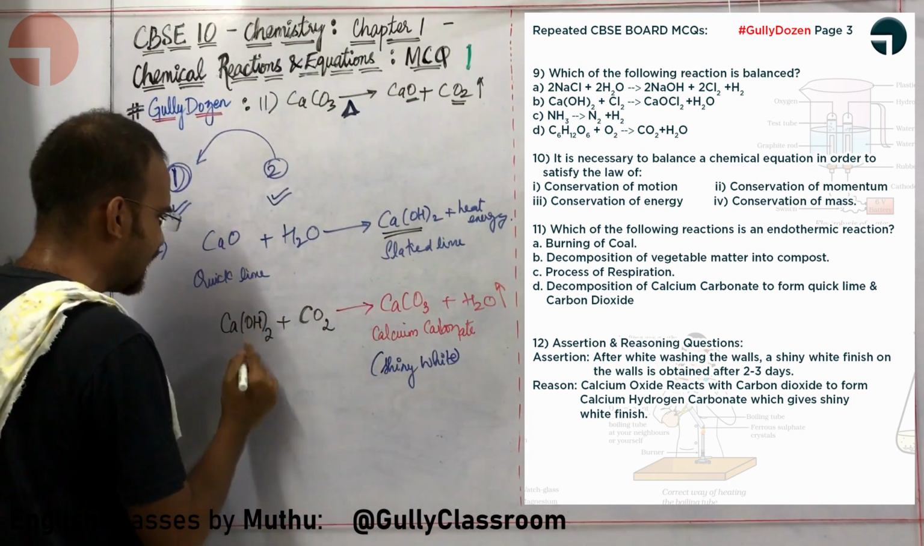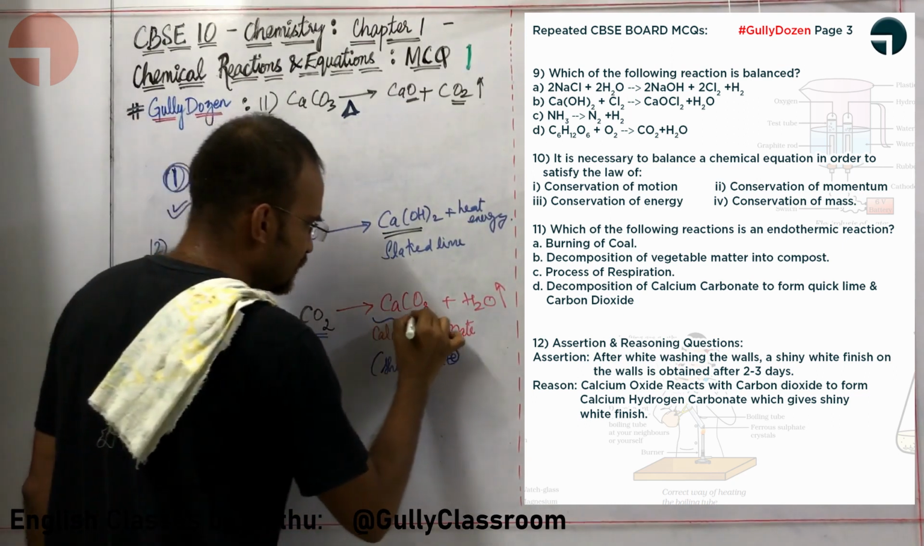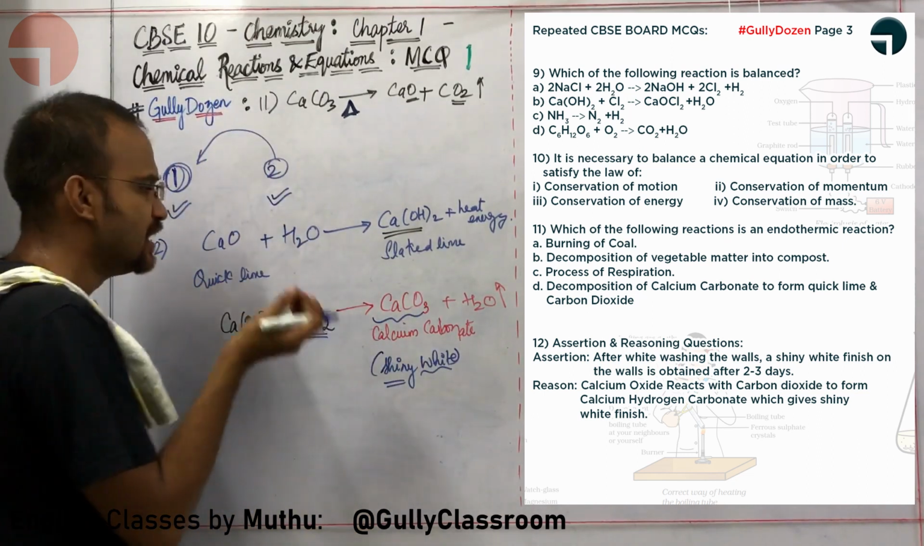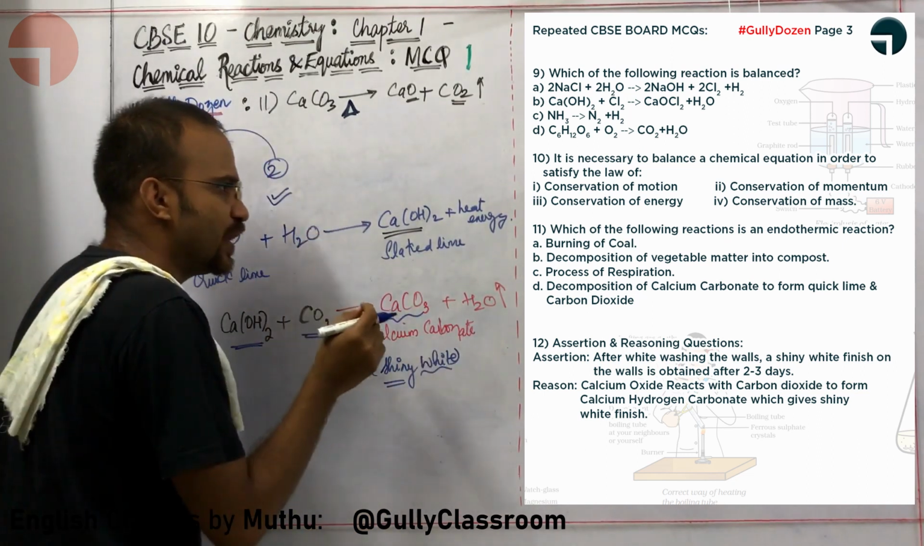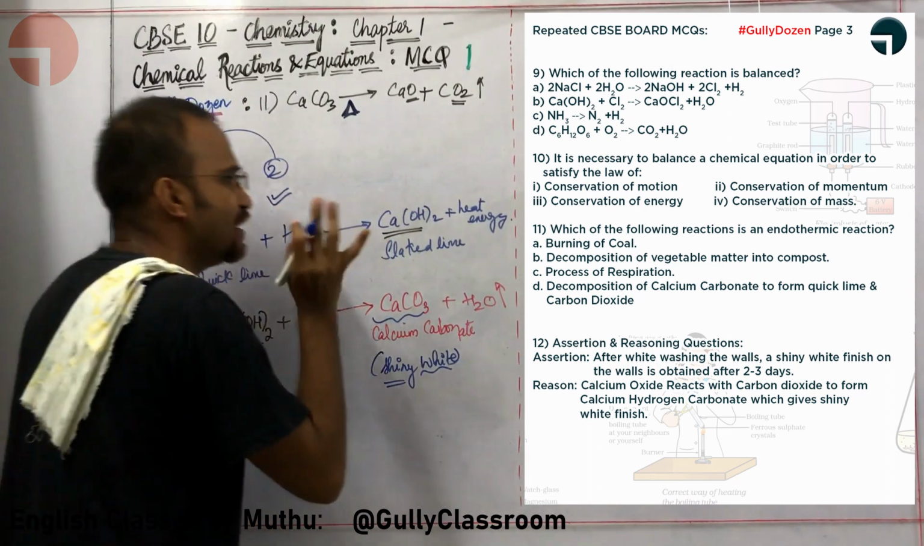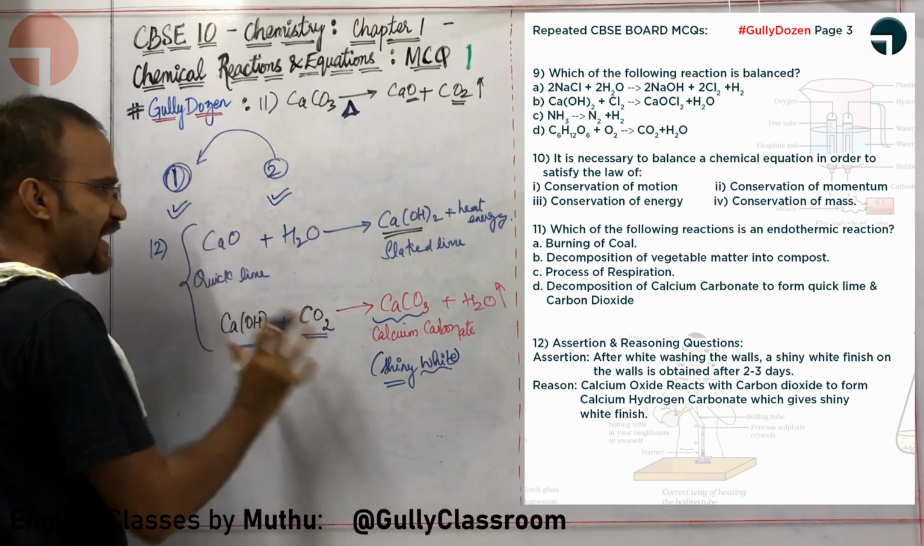This process where the slaked lime combines with the carbon dioxide and forms calcium carbonate, which is shiny white in color, takes 2 to 3 days. Hence, after whitewashing the walls, a shiny white finish on the walls is obtained. When? After 2 to 3 days. So this is the actual reaction.